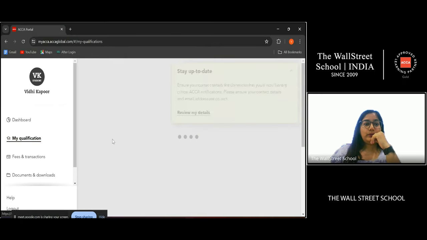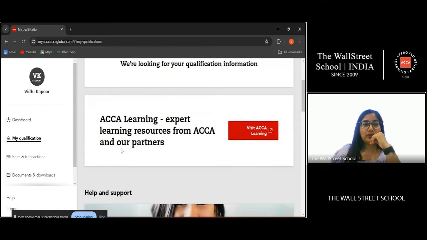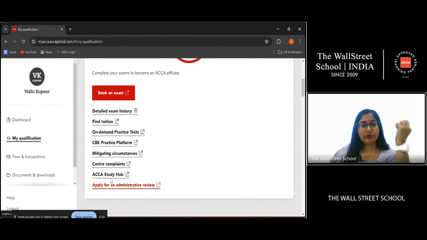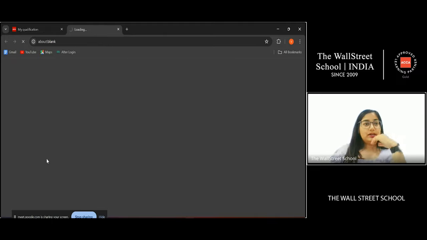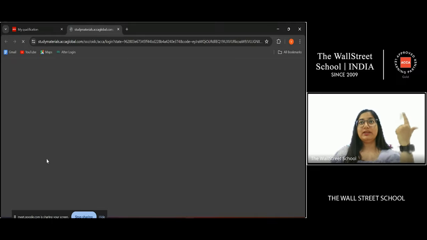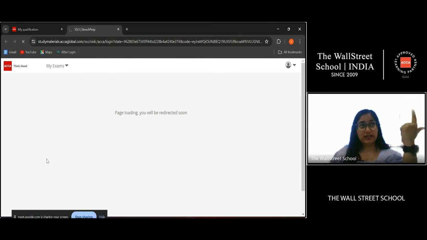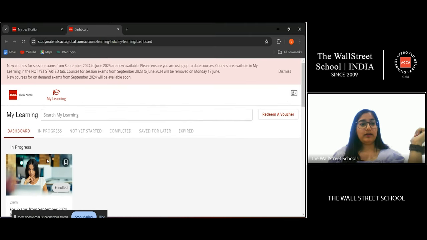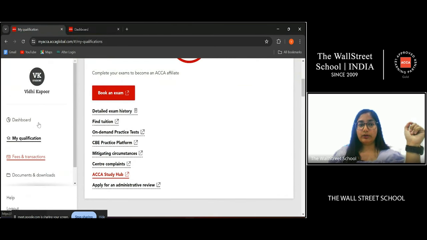Okay, once you get registered with ACCA, you'll get access to your study hub, only when you are registered in the first place. Secondly, you will get your details for My ACCA account after 5 to 6 working days. And then you have to go to the My Qualification section under your My ACCA account. Under that, you will find ACCA Study Hub.